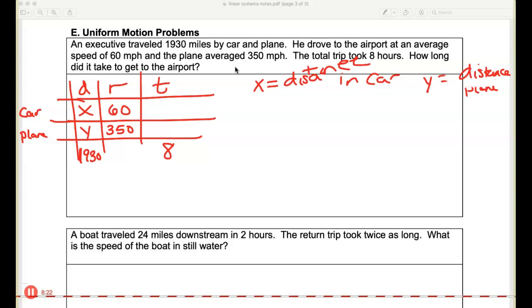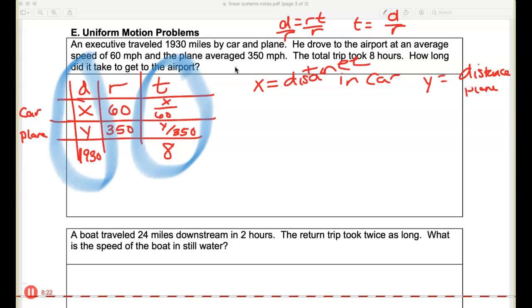So now think about your distance is equal to rate times time, which if I solve that for time, time is equal to distance over my rate. So my time here, distance over rate, so x over 60, and this would be y over 350. So now here are your two equations. There's equation 1, there's equation 2, right? So distance is x plus y equals 1,930, and my total time was x over 60 plus y over 350 is equal to 8. Okay, so now how do we solve that?